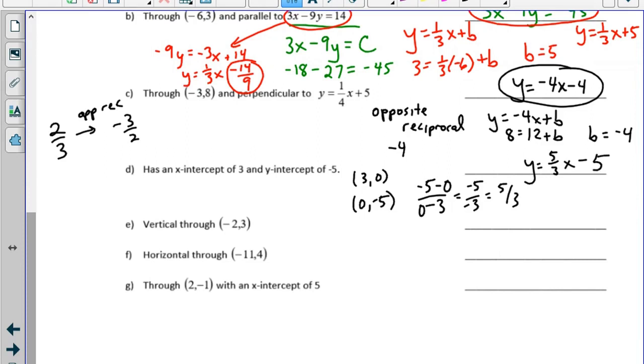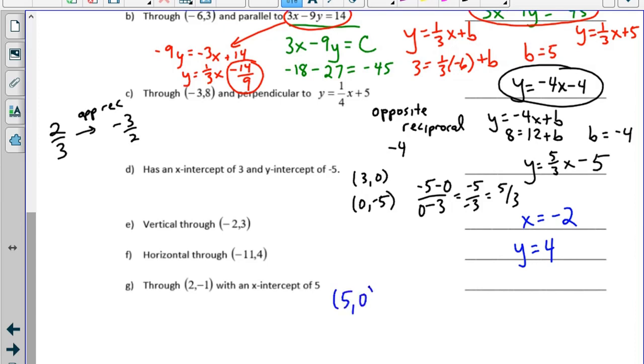A vertical line through -2, 3 is going to be x equals -2, and a horizontal line through that point is going to be y equals 3. Remember, horizontal and vertical lines are just x equals and y equals, I'm sorry, verticals are x equals and horizontals are y equals.